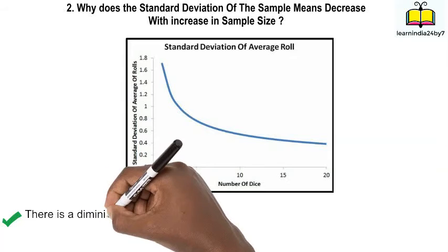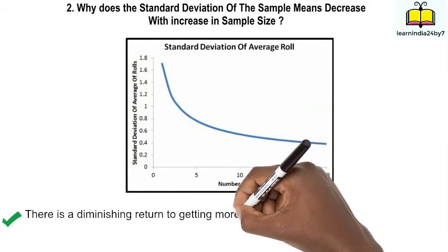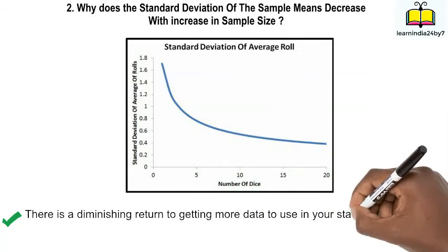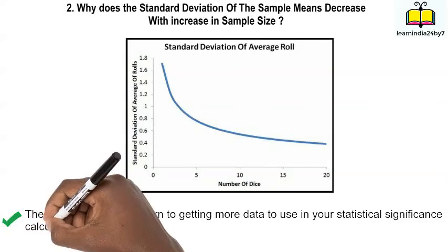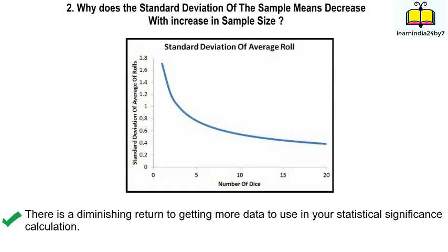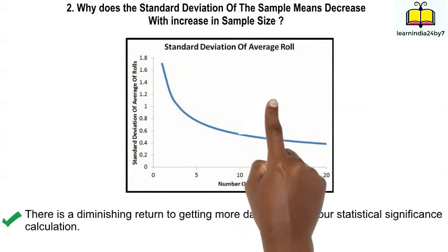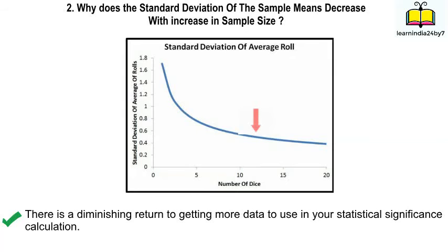In practical terms, there is a diminishing rate of return for using more samples in your statistical significance. At the beginning, additional data will result in a large change, but eventually the cost of acquiring additional data will not yield the equivalent amount of benefit.